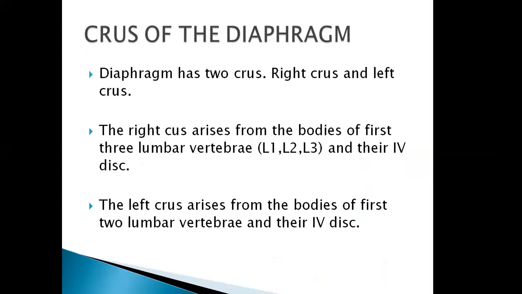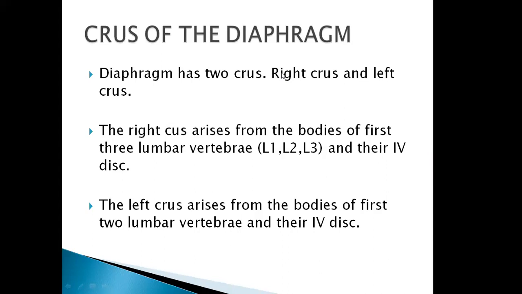Now, as we already said, diaphragm has two crura, right and left. The right crus of the diaphragm arises from the bodies of the first three lumbar vertebrae, or L1, L2, L3, and their intervertebral disc. The left crus of the diaphragm arises from the bodies of the first two lumbar vertebrae with their intervertebral disc.